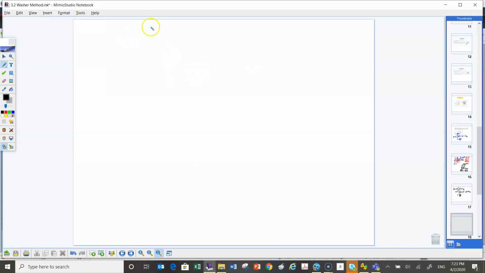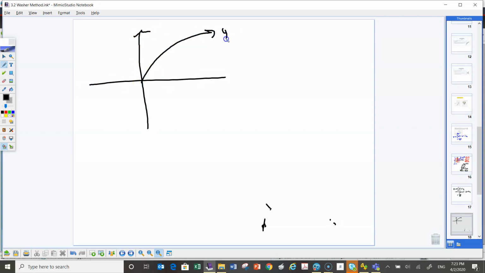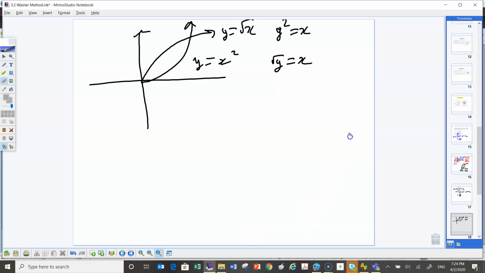So let's say now we have the same functions. There's y equals root x, which is the same thing as, in terms of x, y squared equals x. And then we have y equals x squared, which again is going to be root y equals x. And now let's say we are revolving this around a vertical line, somewhere here on the right, let's say at x equals 3.